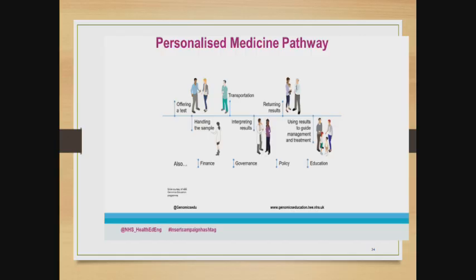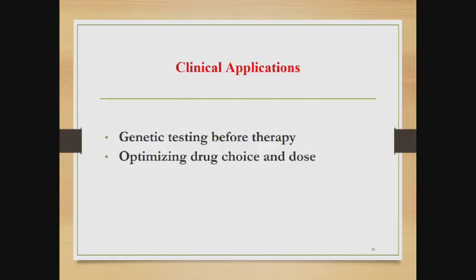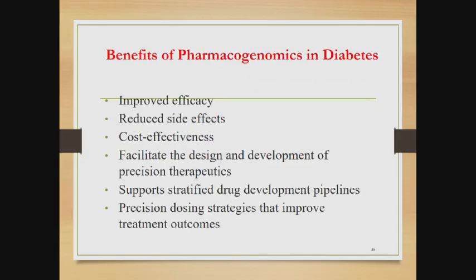So what is the pathway to personalized medicine? When the patient comes to the hospital, you do the genetic profiling, which is not difficult to do, and based on the result, you will know what drugs to give based on the characteristics of that patient. What are the clinical applications? Genetic testing before therapy, which will optimize drug choice and dose.